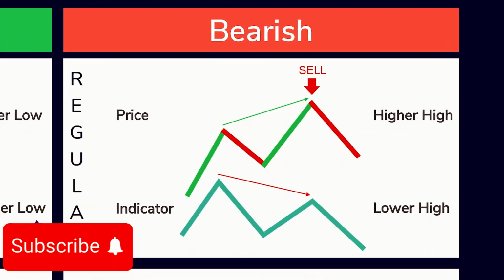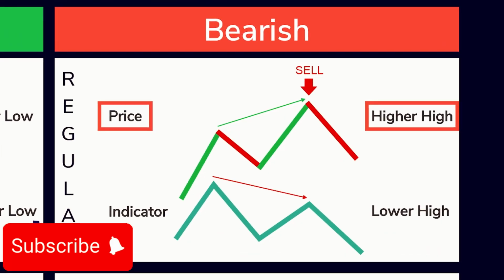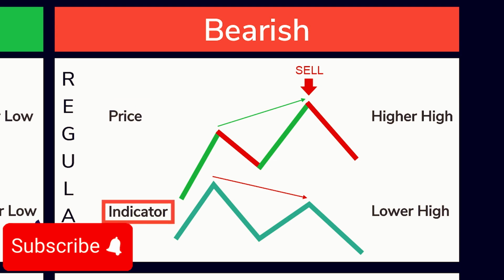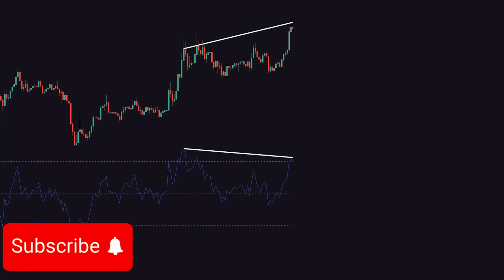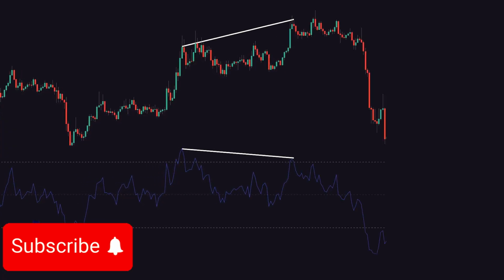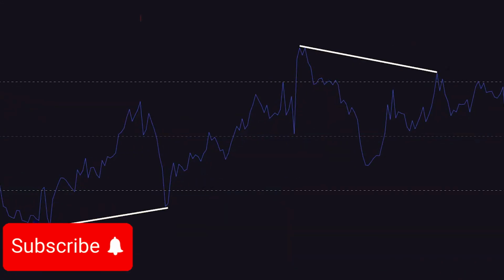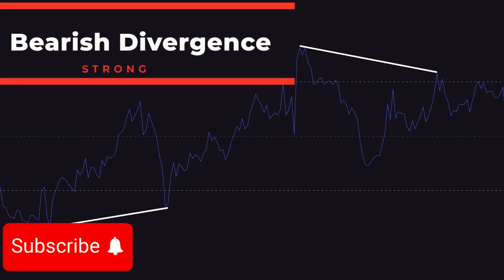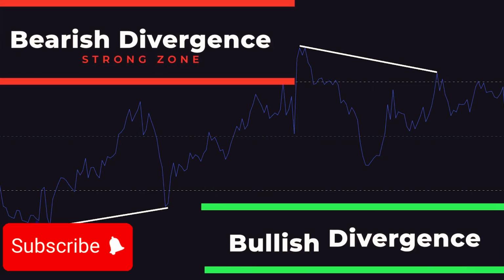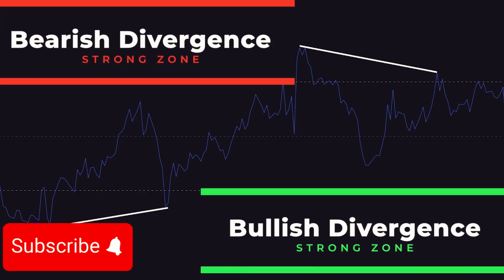A divergence is when the price is making higher highs, but the RSI is making lower highs. This would be bearish and we could expect the market to go down. This is where the 30 and 70 levels actually come most in handy, because RSI divergences are most significant if they appear above the 70 level and below the 30 level.